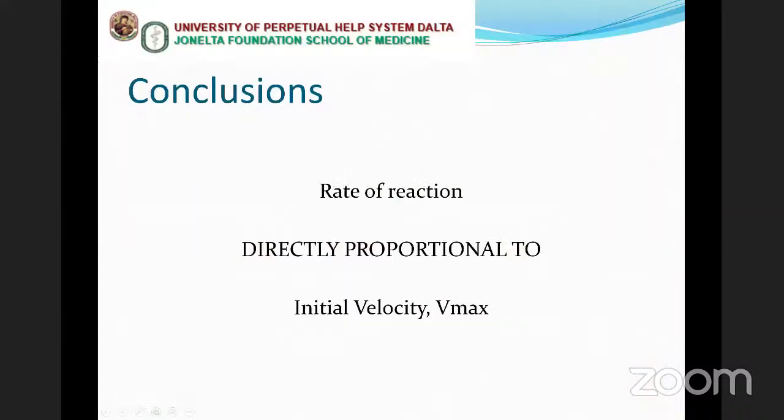Okay. To conclude, your rate of reaction, how fast your reaction proceeds, would be directly proportional to your initial velocity and Vmax, which we will see later in competitive and non-competitive inhibition, and their further relation with each other.